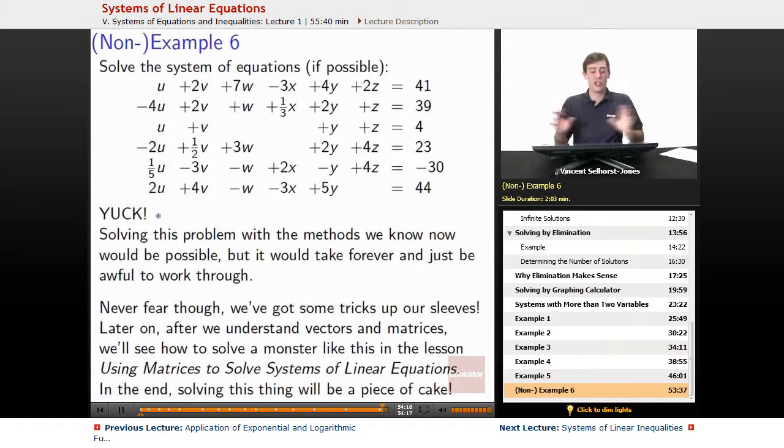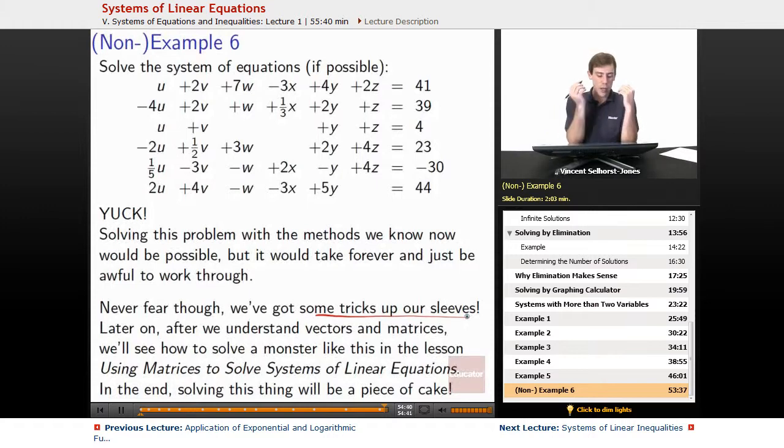Right? Yuck. Solving this problem with the methods we know now would be possible. We could work through this with elimination. We could work through this with substitution, but it would take us forever to work through this thing. It'd be awful. It'd be this huge slog. It would just take us so much paper. We could get it done, but I don't want to. And it turns out there's some great ways to do this. We've got some tricks up our sleeves.